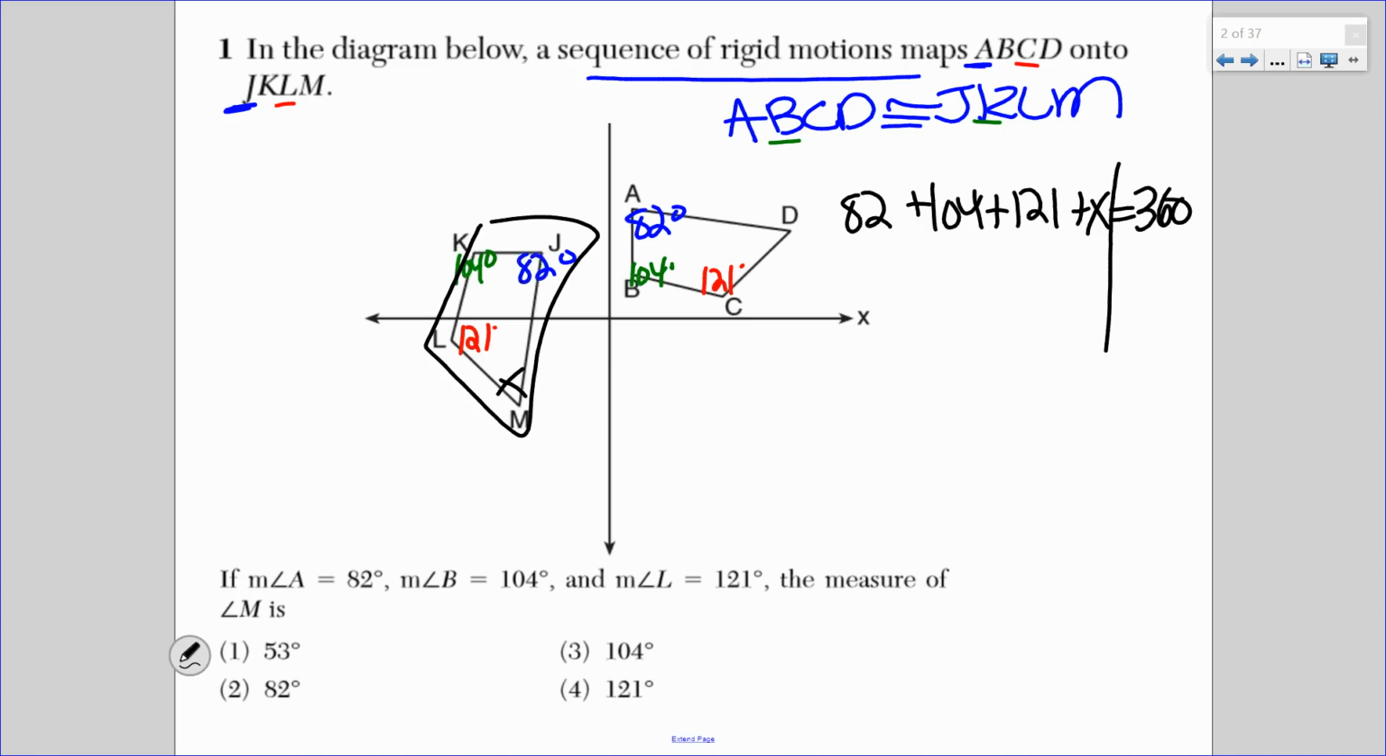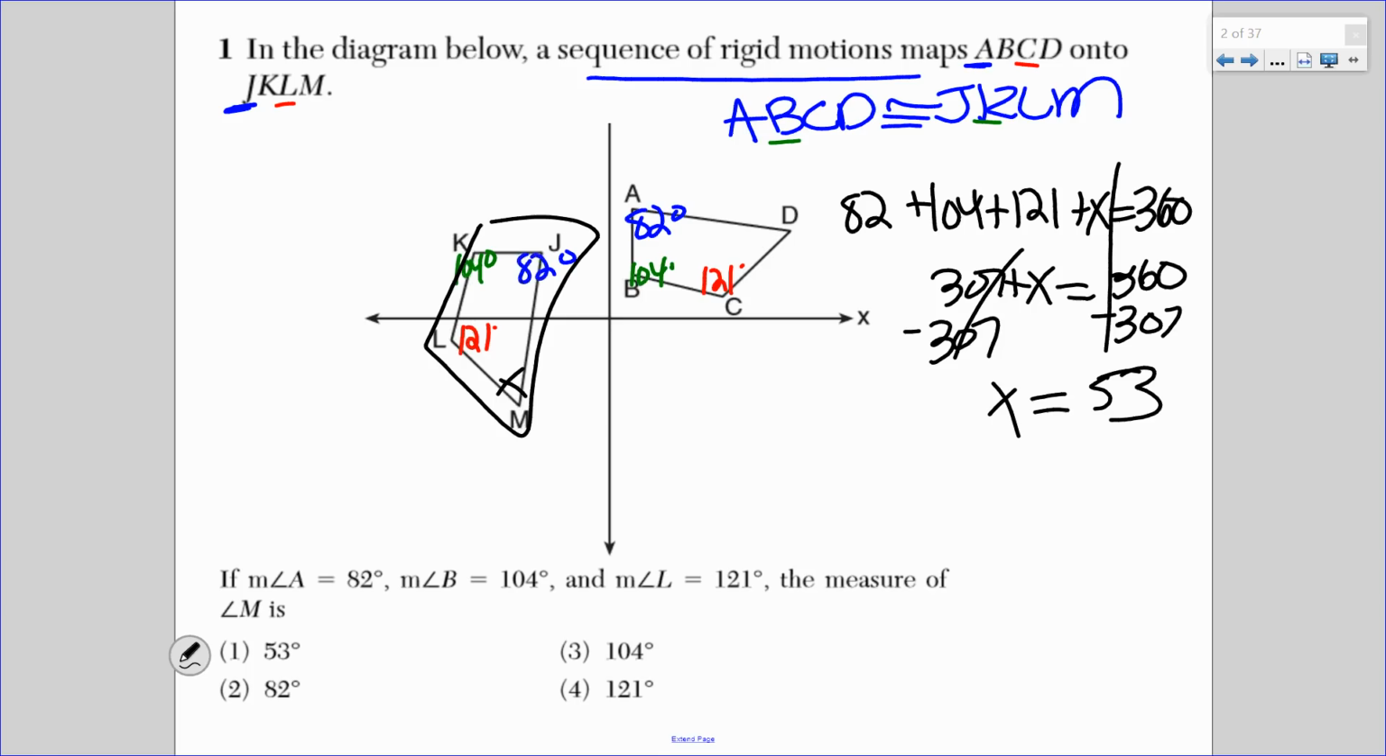I'm going to do the math. I got 307 plus x equals 360. Subtract 307 from both sides. X equals 53. That's it.